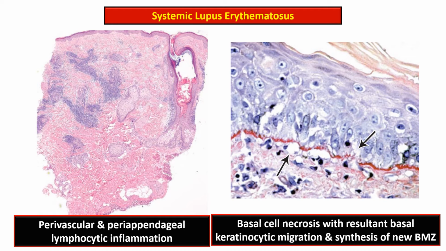Then this histological appearance of systemic lupus erythematosus shows the changes in the skin, and there is necrosis of the basal cells, basal keratinocyte migration, and synthesis of new basement membrane. The basement membrane is thickened and reduplicated in this systemic lupus erythematosus. There are vacuoles on each side of the basement membrane that are marked by these arrows, and they indicate cellular injury. This is periodic acid-Schiff reagent stain.